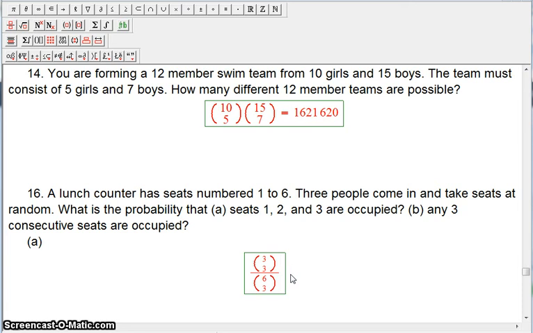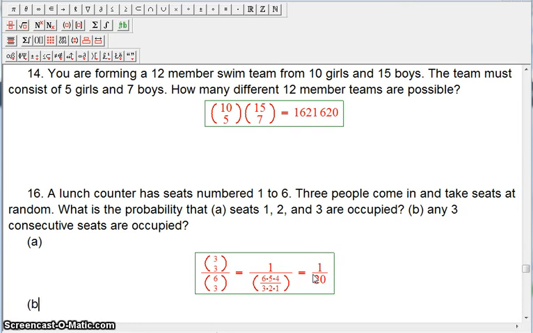Let me just do that by hand. That's 1 over, and that's just 6 times 5 times 4 over 3 times 2 times 1. Just to show that I actually know how to do this by hand. I don't always just use the calculator. So the 6 and the 6 on the bottom cancel. So it's just 1 over 20. Okay. And then B. Okay.